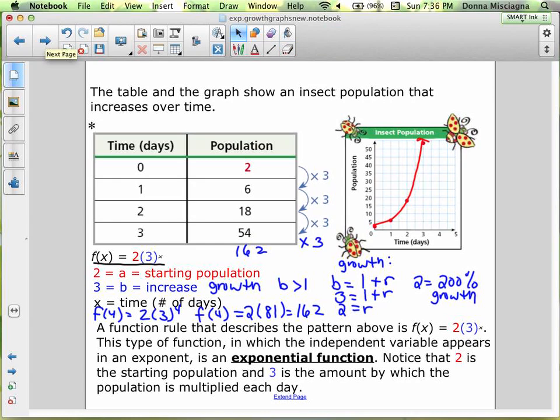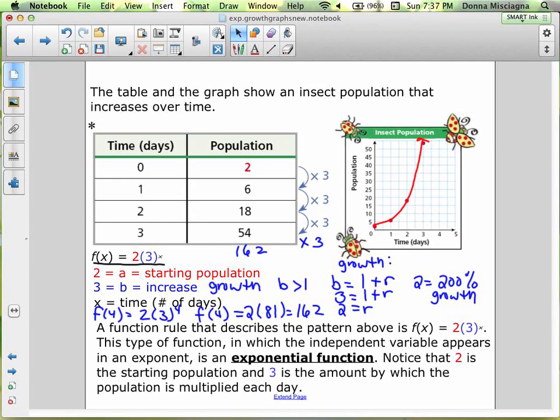So a function rule that describes this pattern above is f of x equals 2 times 3 to the x. This type of function in which the independent variable appears in an exponent is called an exponential function. That's why it's called exponential function. Your variable is always an exponent. Notice that 2 is the starting population and 3 is the amount by which the population is multiplied each day. Right? So just a little introduction to what exponential graphs are going to look like.